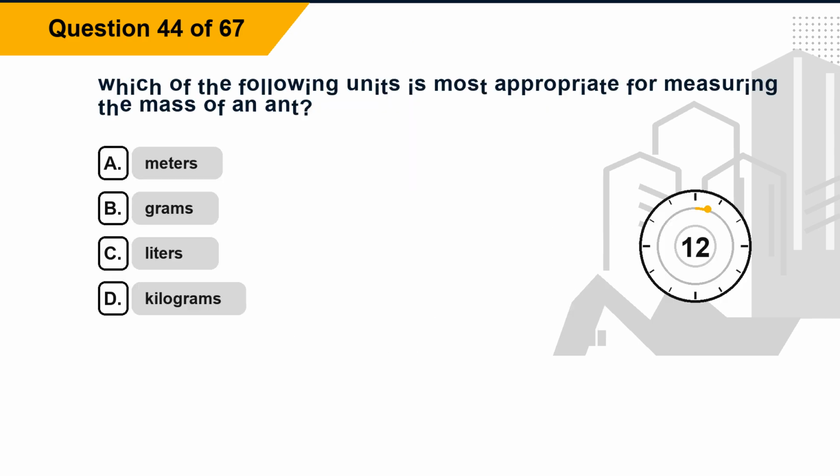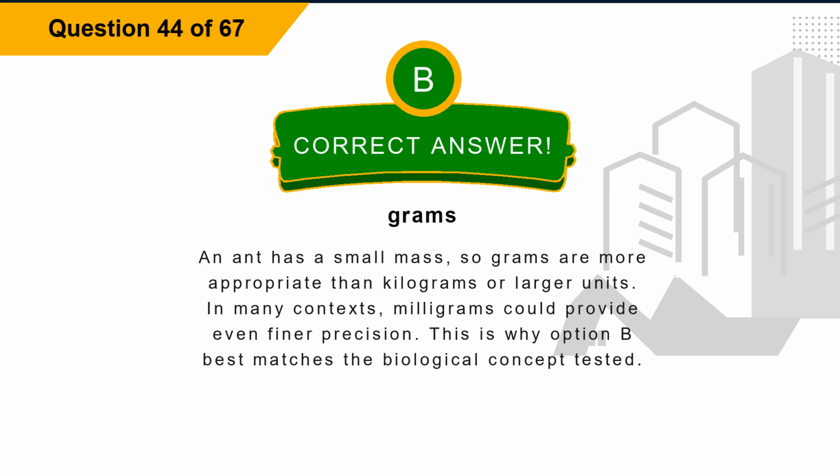Question 44. Which of the following units is most appropriate for measuring the mass of an ant? Option A, meters. Option B, grams. Option C, liters. Option D, kilograms. The correct answer is option B, grams. Explanation: an ant has a small mass, so grams are more appropriate than kilograms or larger units. In many contexts, milligrams could provide even finer precision. This is why option B best matches the biological concept tested.